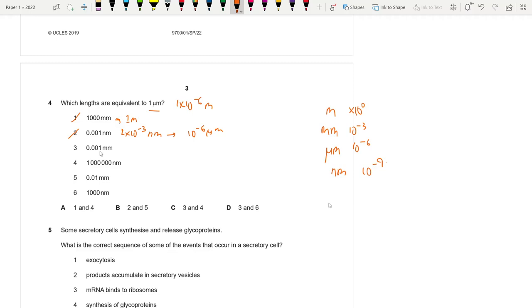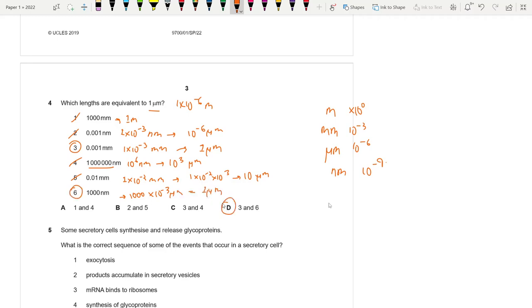Okay, let's go to 3. 0.001 or 1 into 10 power minus 3 millimeters. If you convert this to micrometer, multiplied by 10 to the power plus 3, so you're going to get 1 micrometer. 3 is a correct answer. So 4, this is 10 to the power 6 nanometers or 10 to the power 3 micrometers. So 4 is not correct. 0.01 millimeter, that's 1 into 10 power minus 2 millimeters or 1 into 10 power minus 2 into 10 power 3, which is 10 micrometers. So 5 is not correct. 1000 nanometers, 1000 into 10 to the power minus 3 micrometers, that is equal to 1 micrometer. So 6 is correct. So it's 3 and 6, right? 4 is D.